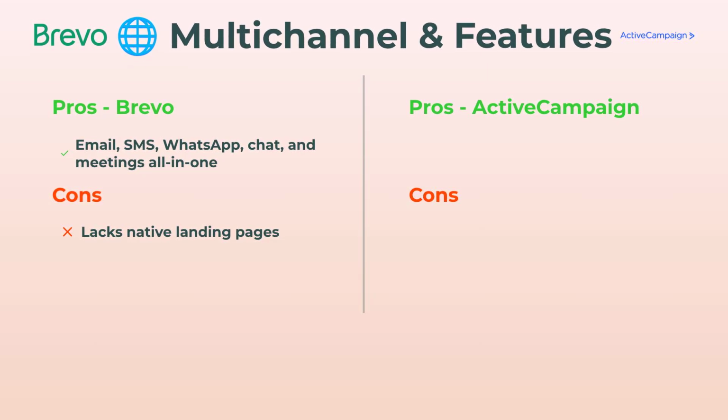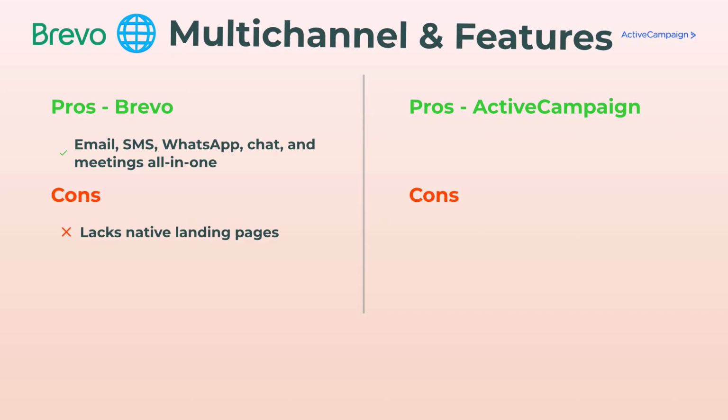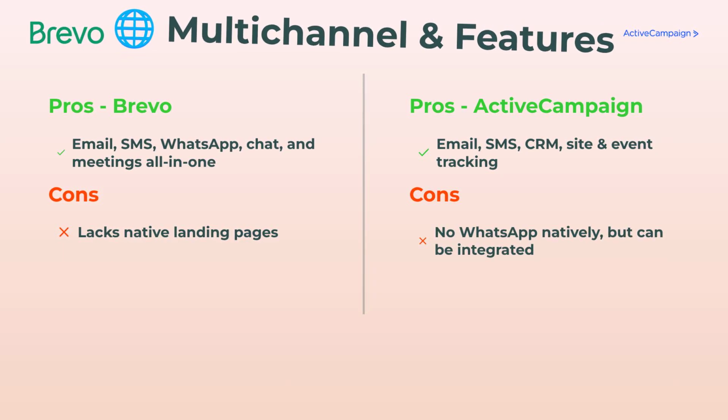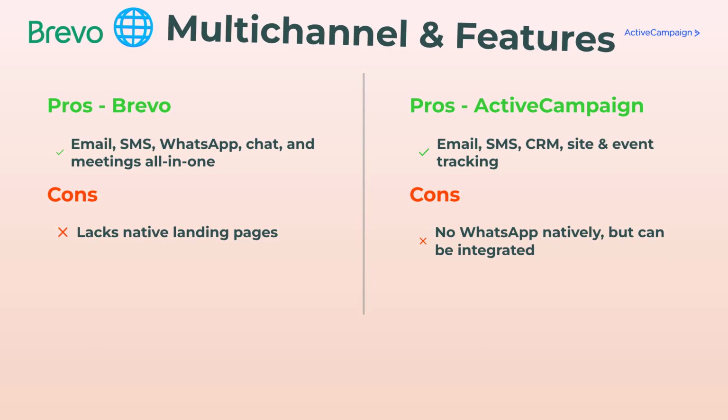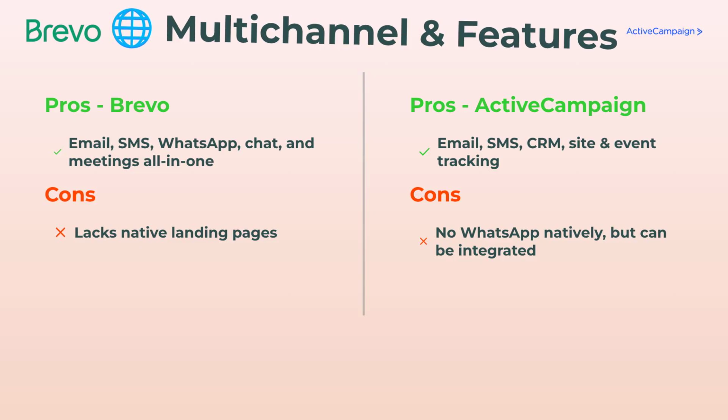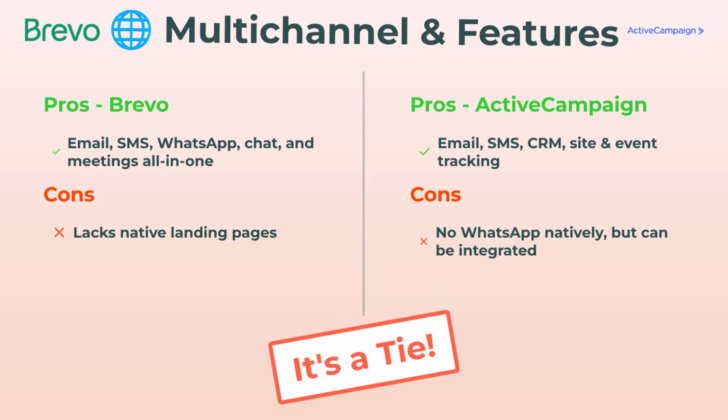Downside? No native landing pages, which is a bummer if you need it. ActiveCampaign covers a lot: email, SMS, CRM, good site and event tracking. But here's the catch, WhatsApp isn't native, so you'll need a workaround. Honestly, both are really solid here, so I'm gonna call this a tie.